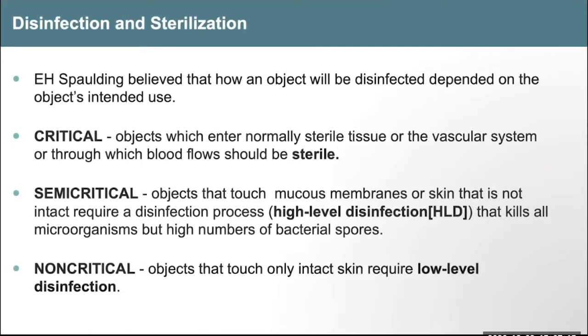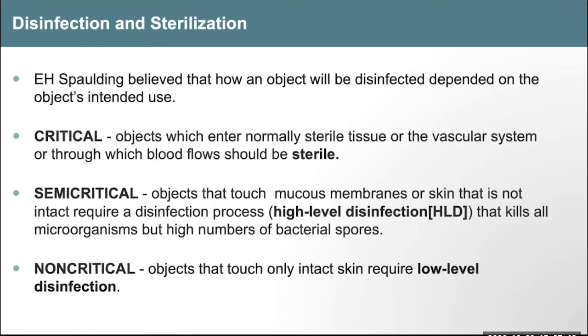So E.H. Spaulding believed how an object will be disinfected depended on the object's intended use. So it's not based on how the object was actually used, but its intended use. Critical objects are those which enter normally sterile tissue or the vascular system or through which blood flows, and they should be sterile. And we'll talk more about what I mean by sterile in a few moments.